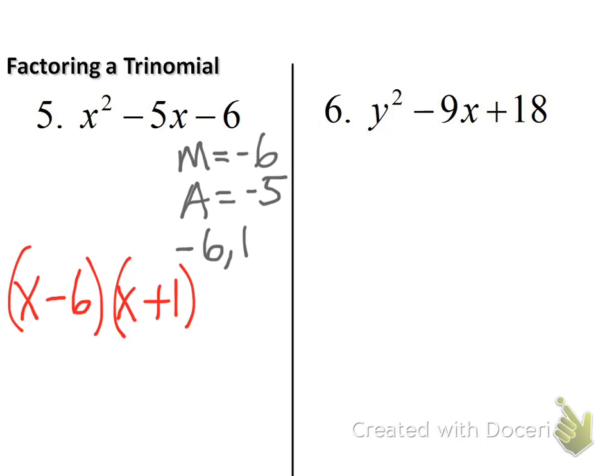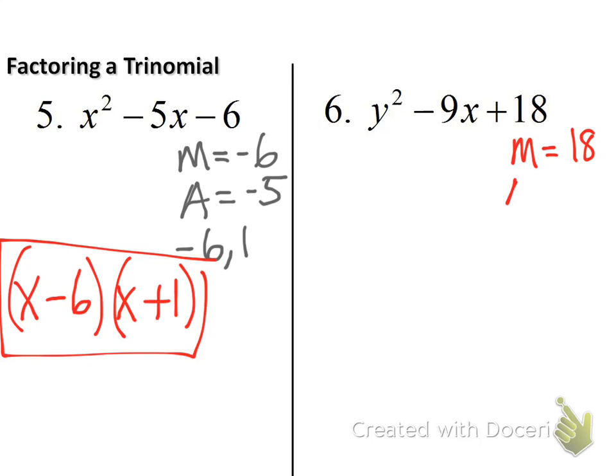All right, after we write our binomials, our next step is to divide by the lead coefficient. What's the lead coefficient here? 1. Does dividing by 1 change negative 6? Does it change positive 1? Do we need to move any of our bottoms up? No, so we're actually done here. Number 6, what's my multiply number? Add number?